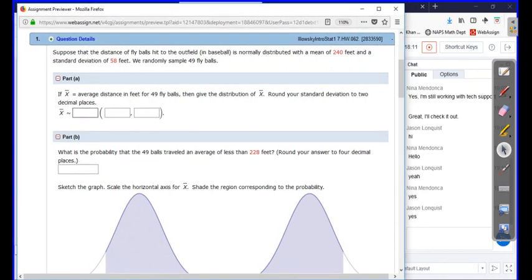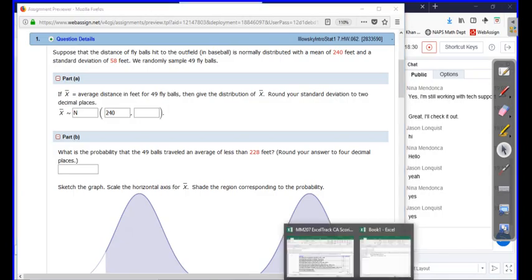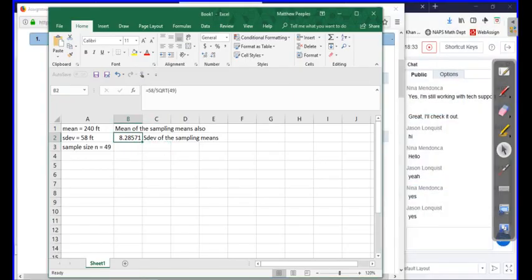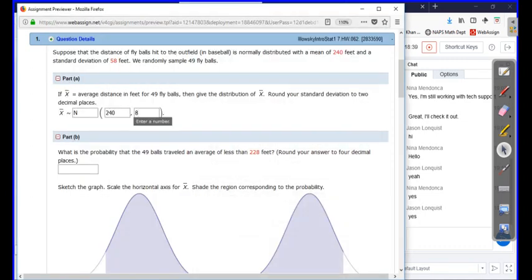Alright, so our distribution is going to be normal, right? We're saying that our mean is normally distributed. So we put an N to represent that here. For our mean, we're going to use the mean that we were given, which is our 240 feet. But now this time we're going to adjust because we're dealing with a sample size of 49. So that means we've got to use this number rounded to 2 decimal places, which is going to be 8.29. So that's what goes here. Alright. So far so good. All we really did was just adjust for the sample size.